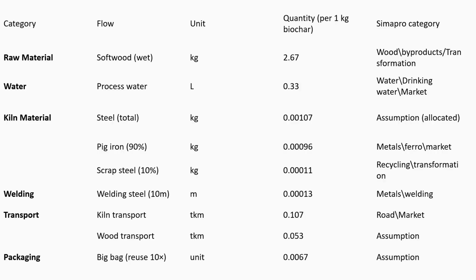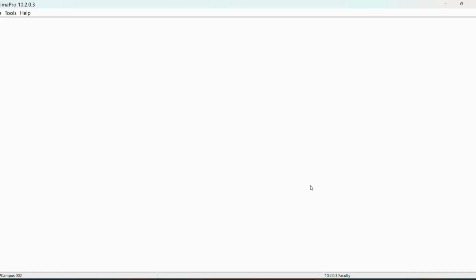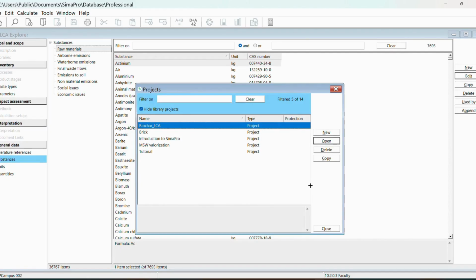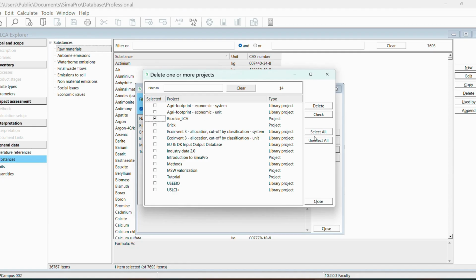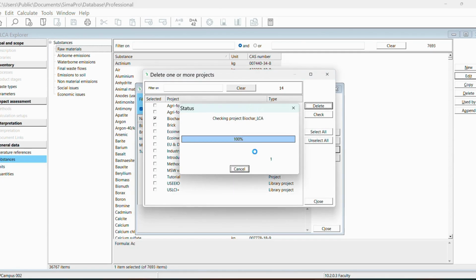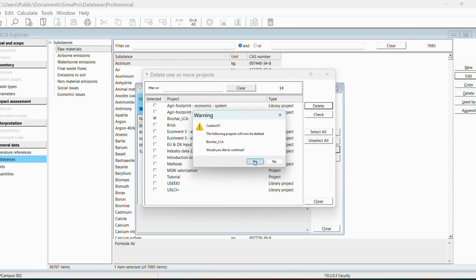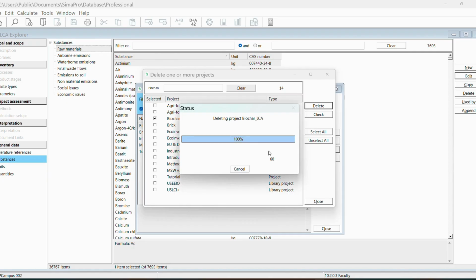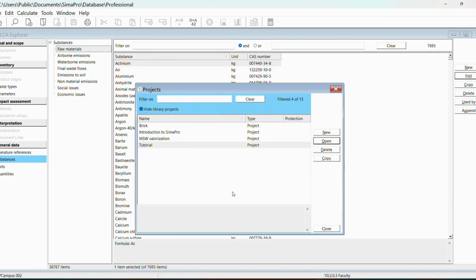So now let's go to SimaPro. First of all, let's create a new project named biochar LCA. I have already created this project. Let me delete it and create it again. So let's create a new project, biochar LCA.